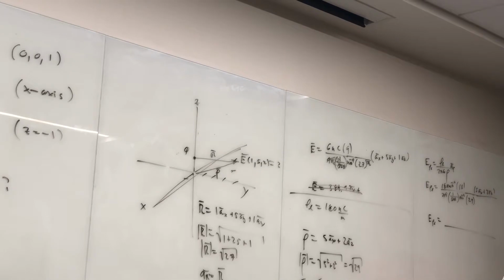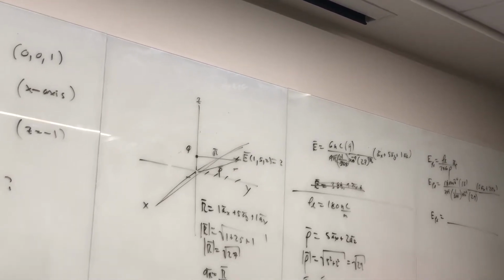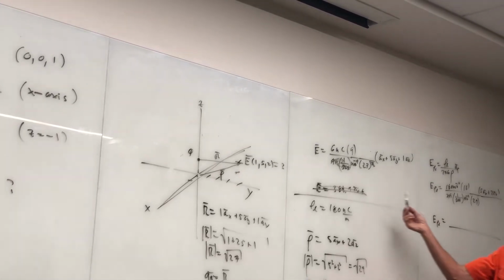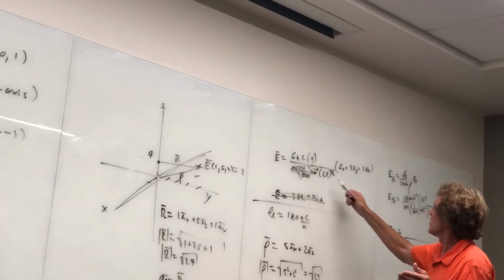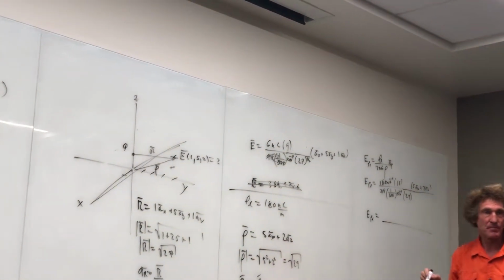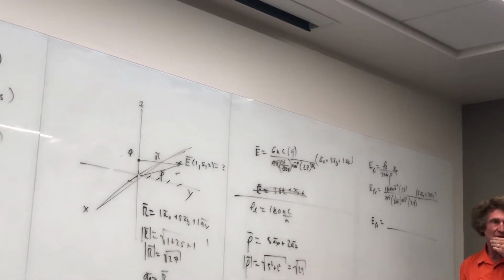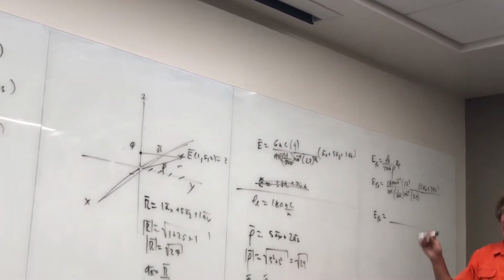I don't know if it's worthwhile getting the actual numbers for these. We can, but literally, if you look at this, this is just a constant times these values. I can get that for you, though, if you want. I have it written over there. I prefer not to.